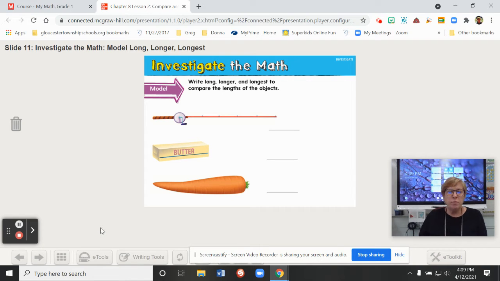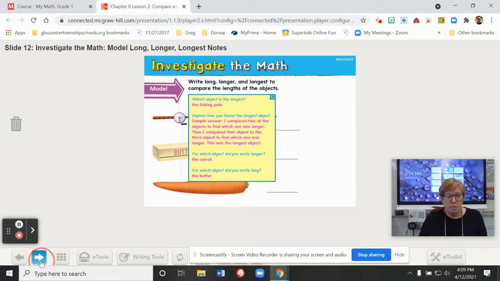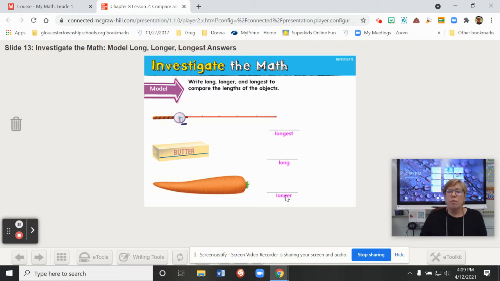Okay, so now remember I said with long, longer, longest, you have to think about that. Because some people right away might put, oh, this one's long, but then you realize you're comparing it to two other objects. So the butter would be long, the carrot would be longer than the butter, and here we go, the fishing pole is the longest.